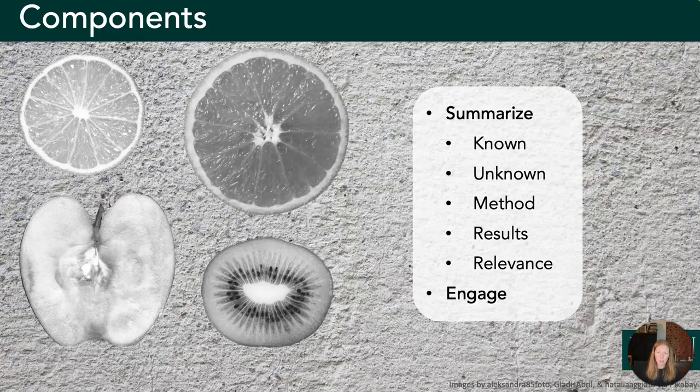The objective of your abstract section is really to summarize your project, so you will be briefly covering all of the sections in your project. What is known, what is unknown, what are the methods used, the results, the relevance of your project. And we can remember the analogy of the fruit plate and how each section represents a different fruit. And you really want all of this to be quite engaging.